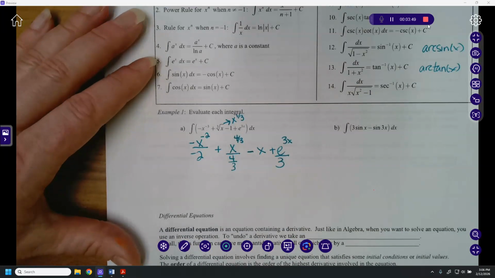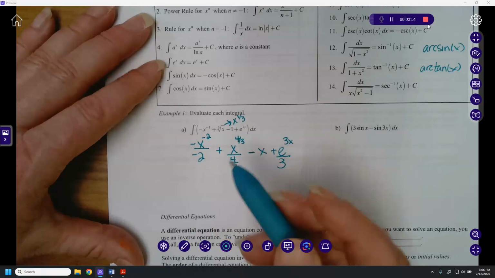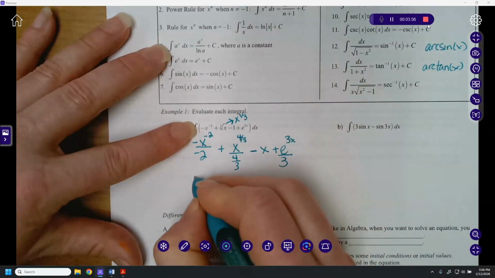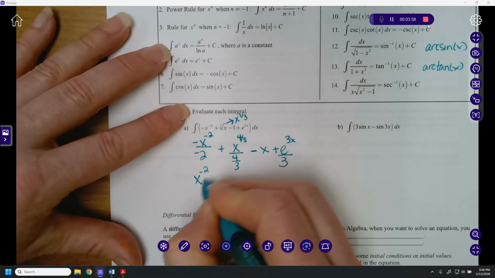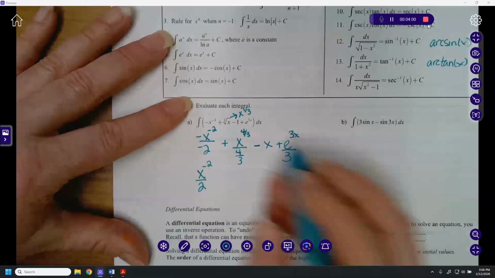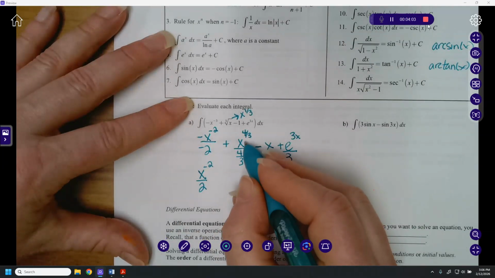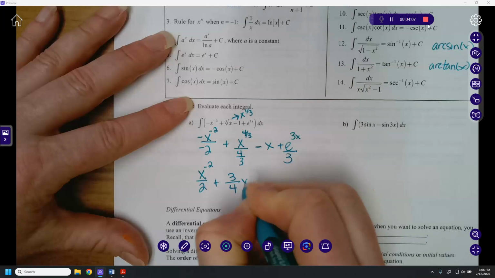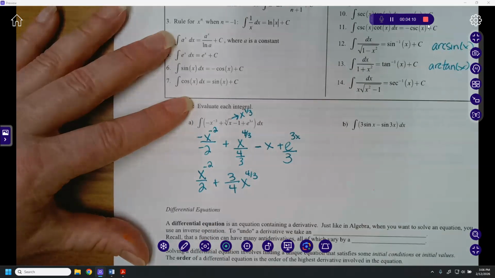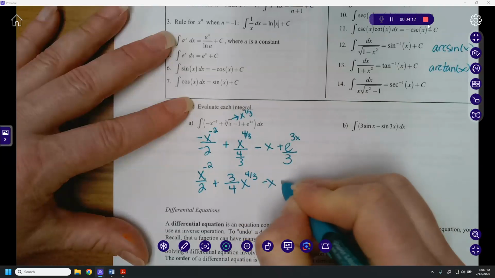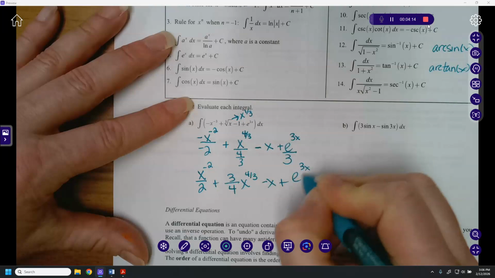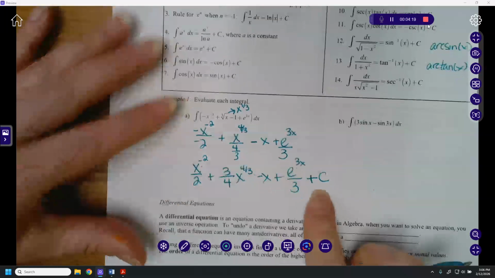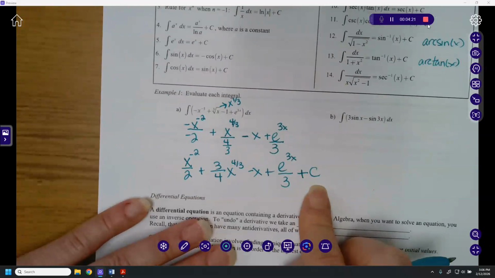Okay, let's see if we can simplify this a little bit. Those negatives cancel. You could write it as a fraction, but it was given to me as a negative exponent, so I think I'm just going to leave it as x to the negative 2 over 2. This I should definitely clean up. This divided by 4/3 is the same thing as 3/4 x to the 4/3, minus x plus e to the 3x over 3. And then this is where I need to double check. I need to make sure it's possible there's some constant or some number behind that.